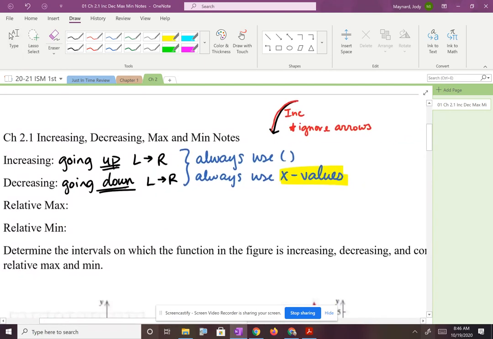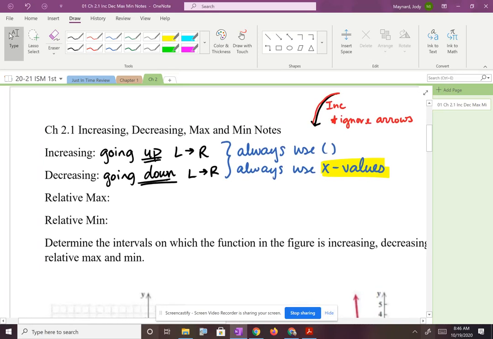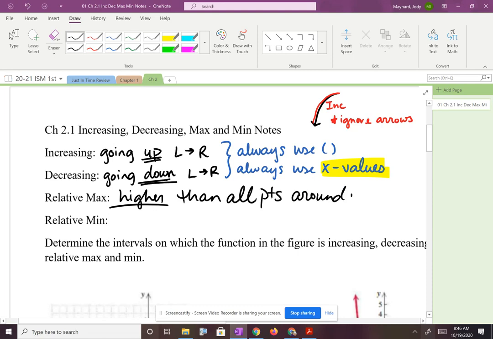So here, relative max, relative min. Okay, this makes sense. Maximum is the highest point. It's higher than all the points around it. So the relative maximum is higher than all the points around it. And the relative minimum is lower than all the points around it.